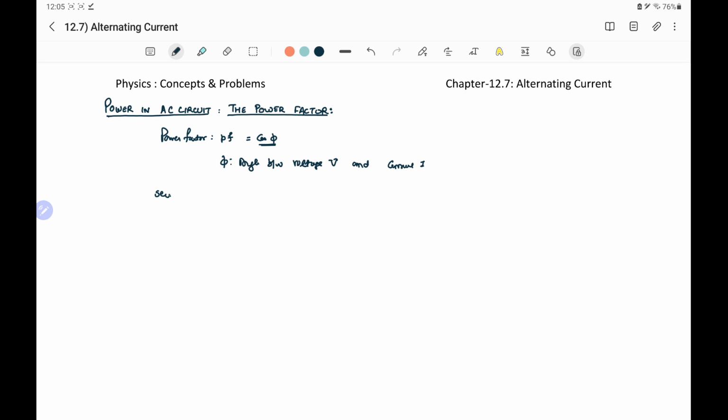If we consider a series LCR circuit and draw the phasor diagram, suppose this is the current, then the voltage across the resistor will be in the same phase, while the voltage across the inductor will be 90 degrees ahead of the current. Also, the voltage across the capacitor will be 90 degrees behind the current in phase. Therefore, the net voltage, suppose VL is greater than VC, will be VL minus VC.